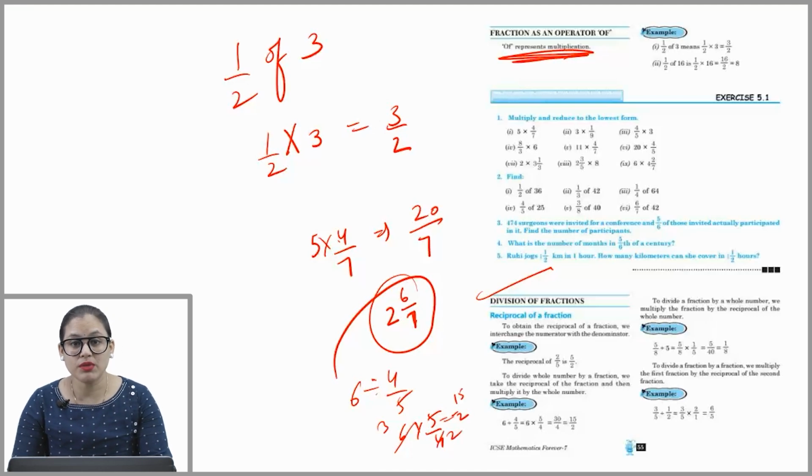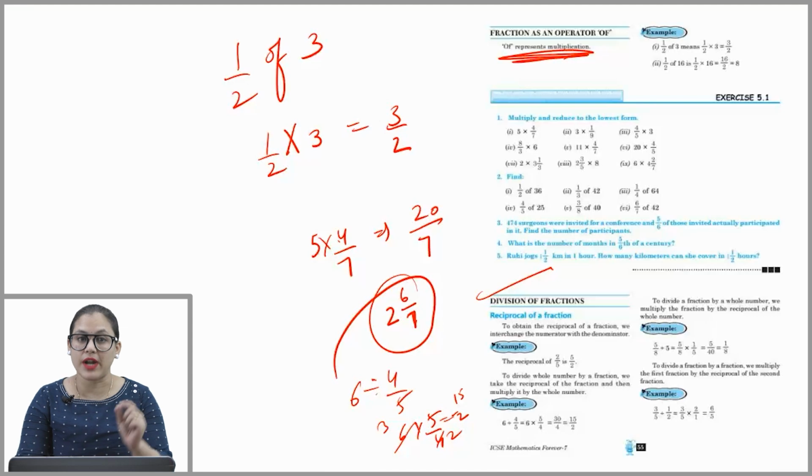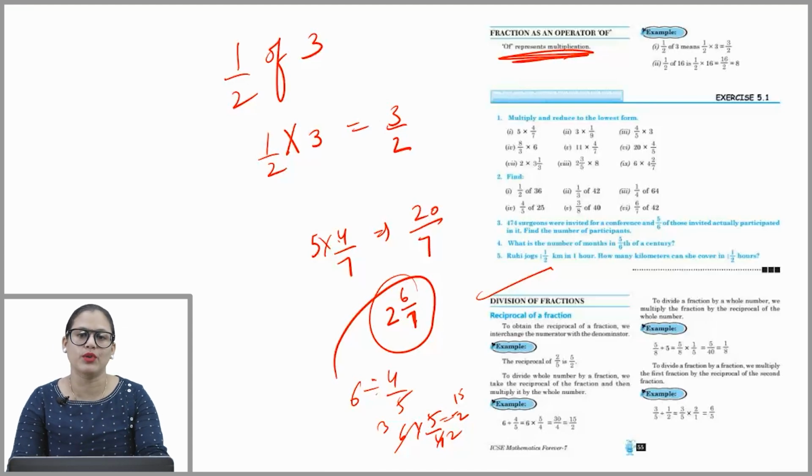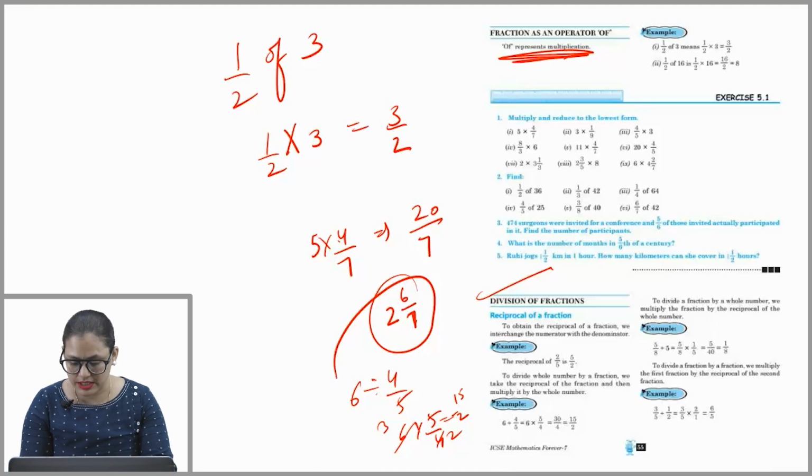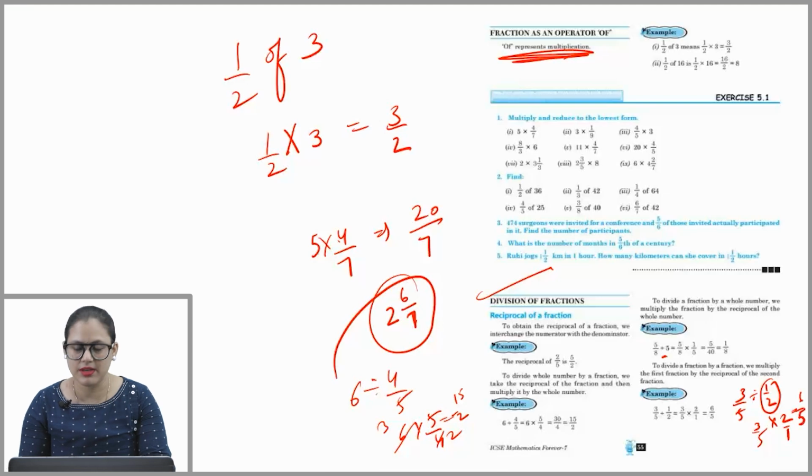To divide a fraction by a whole number, we multiply the fraction by the reciprocal of the whole number. For example, this is the whole number, a reciprocal of 5 is 1 by 5, okay? Next, to divide a fraction by a fraction, we multiply the first fraction by the reciprocal of the second fraction, that is 3 by 5 divided by 1 by 2, okay? So, what will we do? We will take the reciprocal of this fraction, that is 2 by 1, okay? And 6 by 5 is the answer.